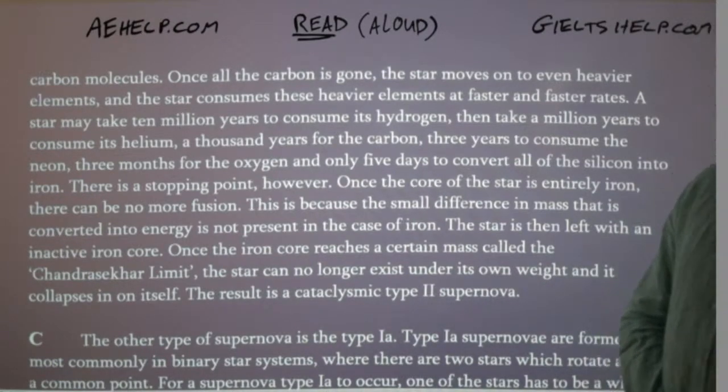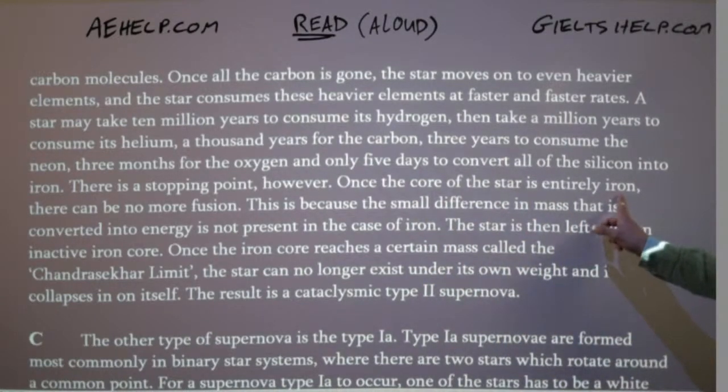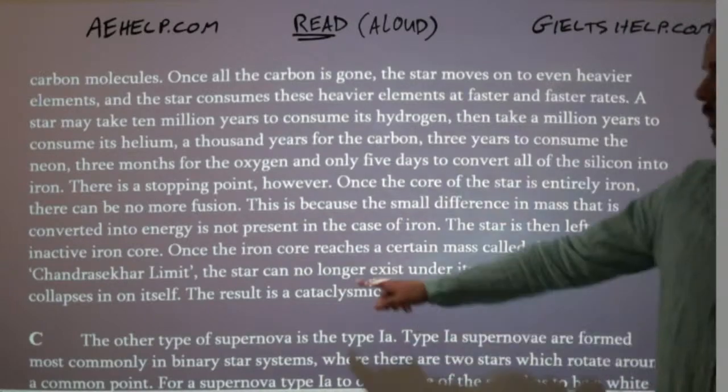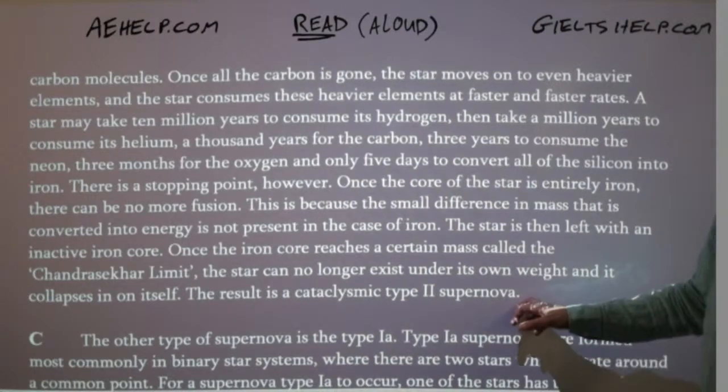There is a stopping point, however. Once the core of the star is entirely iron, there can be no more fusion. This is because the small difference in mass that is converted into energy is not present in the case of iron. The star is then left with an inactive iron core. Once the iron core reaches a certain mass called the Chandrasekhar limit, the star can no longer exist under its own weight, and it collapses in on itself. The result is a cataclysmic type 2 supernova.